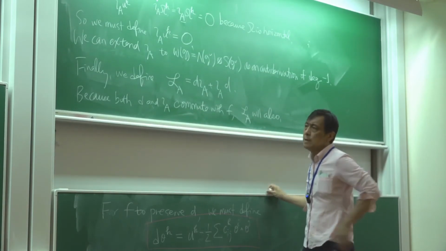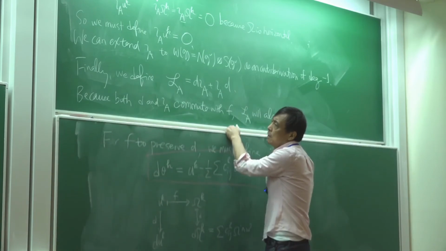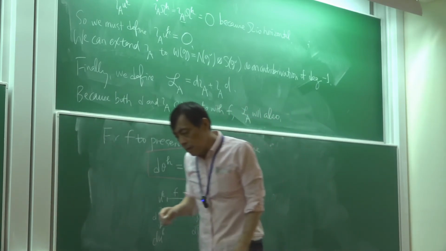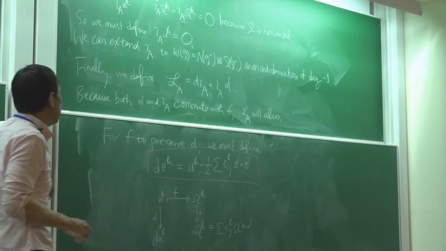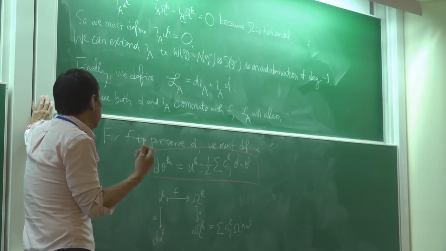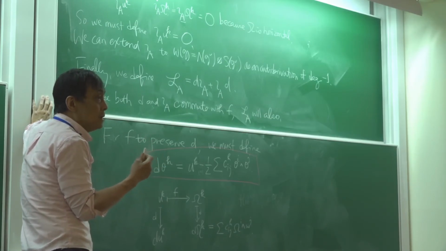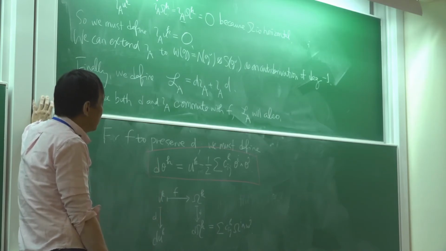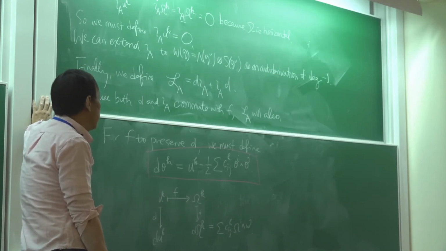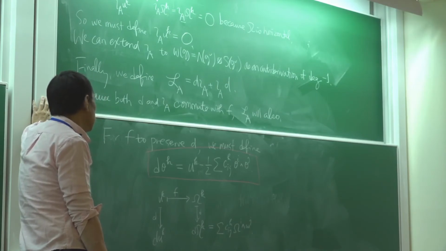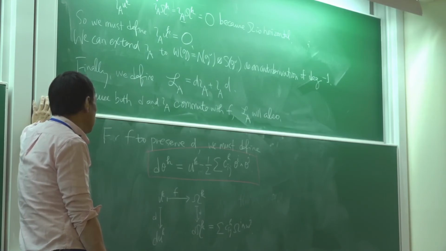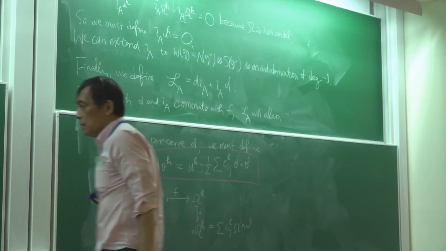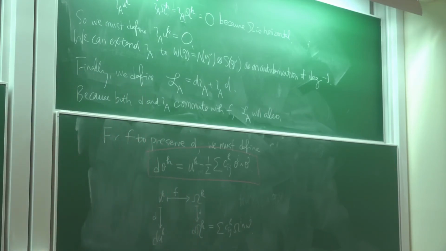Now, if the group is connected, then a form is invariant if and only if the Lie derivative is 0, right? We proved that before. If the group is not connected, then that's not true. And then, yeah. So now I also have to define the action of the group.